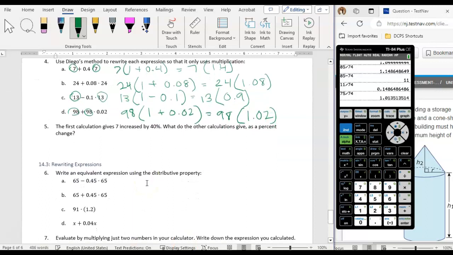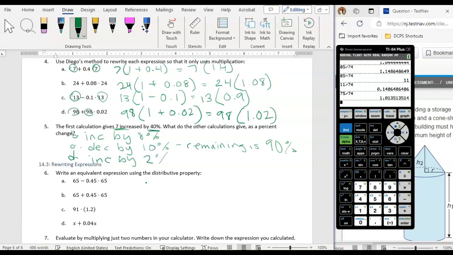All right. The first calculation gives 7 increased by 40%. What do the other calculations give as a percent change? So this is increase by 8% for B. C is decrease by 10%. Remaining is 90%. And then D is an increase by 2%. And so multiplying a total of 102%.